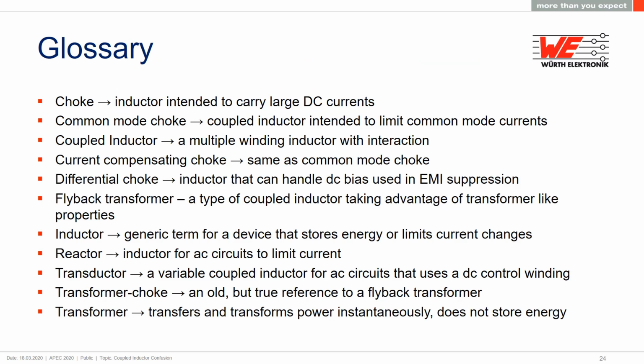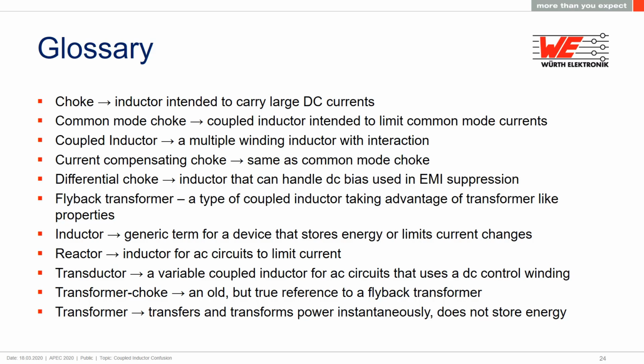Here's a little glossary of terms that we commonly use, listed in alphabetical order. Choke, an inductor intended to carry large DC currents. Choke is commonly interchanged with the word inductor. There's no strict rule about its usage. Common mode choke, a type of coupled inductor used to limit common mode currents. Coupled inductors are inductors with multiple windings that benefit from some interaction with each other. Current compensated choke, same as a common mode choke.